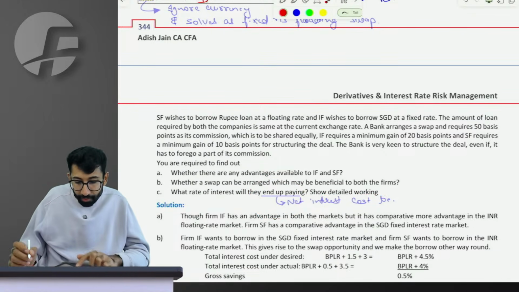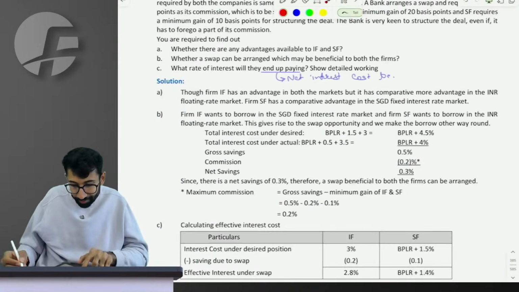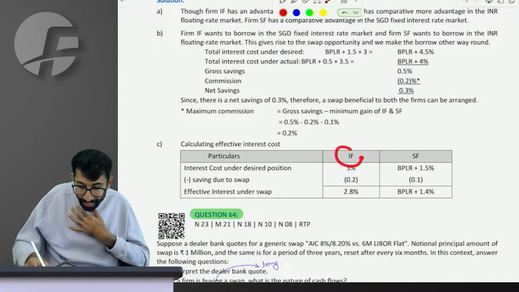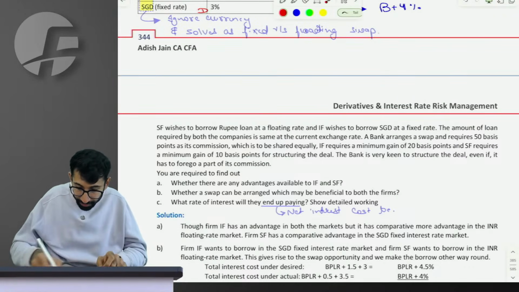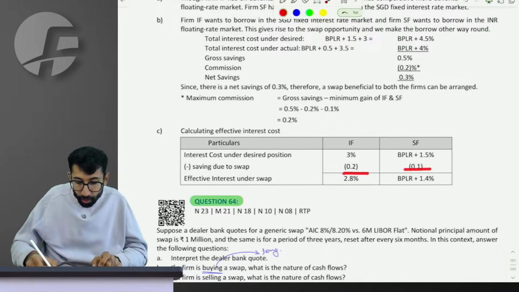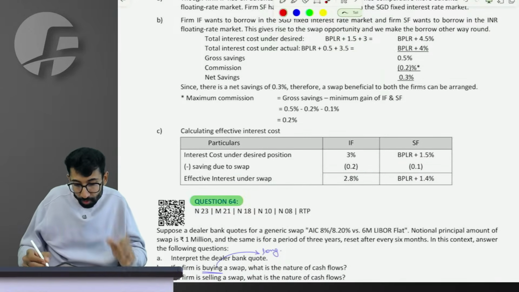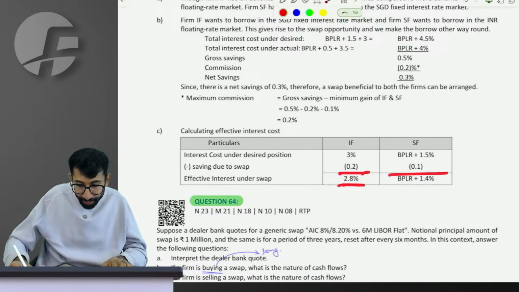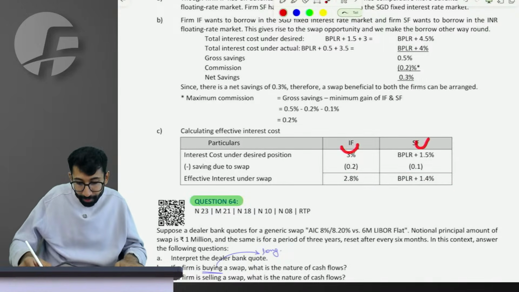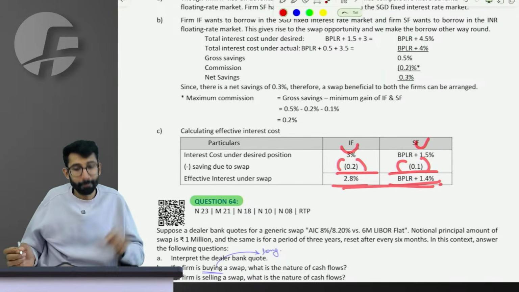So we say, if they go to fulfill their desire, it is B plus 1.5 and 3. If they go through us, IF will save 0.2. What is the examiner saying? IF will save 0.2. SF will save 0.1. So effectively, how much will they end up paying through us under the swap? They will end up paying 2.8 and BPLR plus 1.4. They could have paid minus what they save. That is what they will end up paying, right?